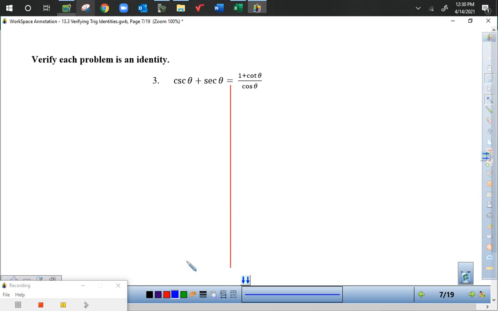So starting out, cosecant we can call 1 over sine. Secant we can call 1 over cosine. And we're going to do that same thing over here. Instead of cotangent, we're going to change it to sine and cosine. That way we're consistent on both sides. So here, cotangent, we've got cosine over sine.